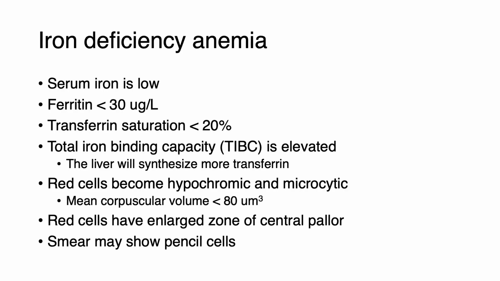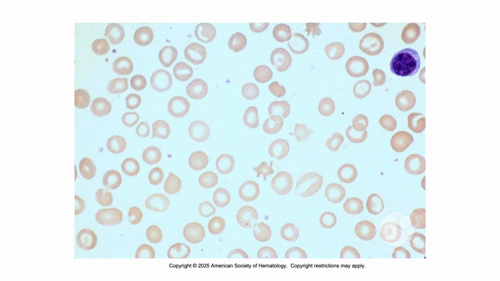Your MCV will be less than 80. You will see red cells with that enlarged zone of central pallor, and you may see pencil cells as well. So here's a peripheral smear of someone with iron deficiency. You can see that they have the enlarged zone of central pallor and the cells are smaller than normal. So hypochromic and microcytic anemia.